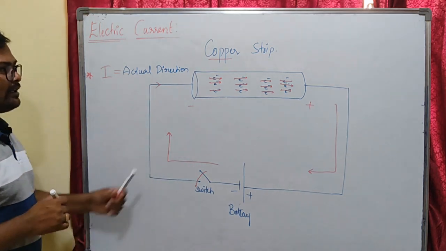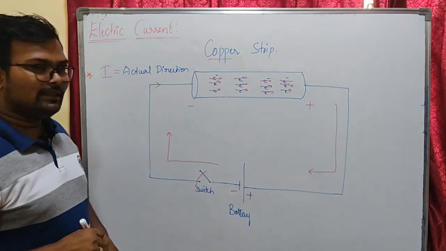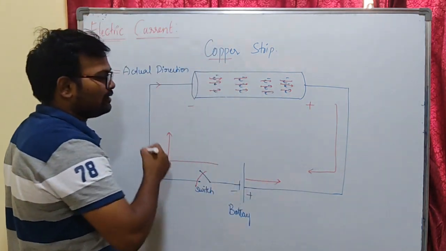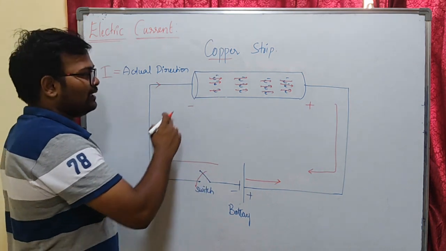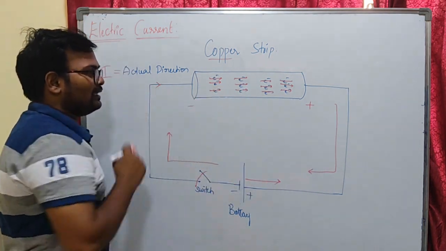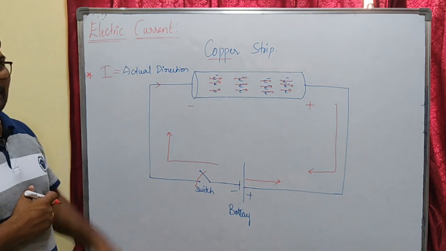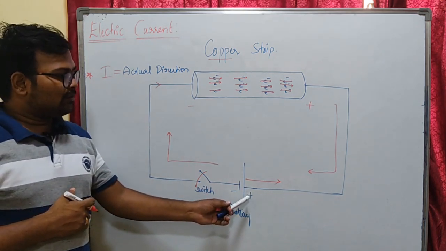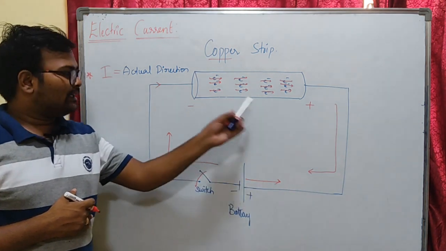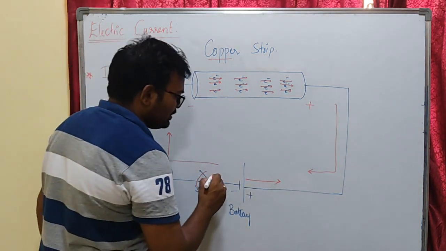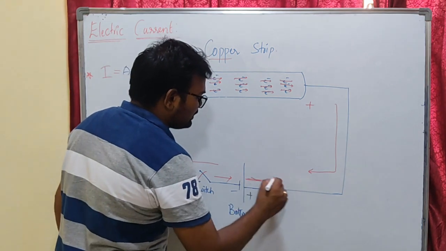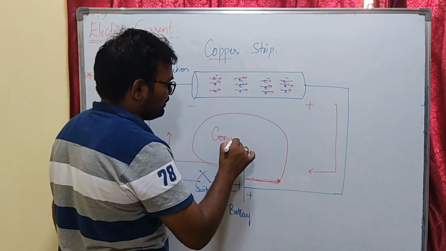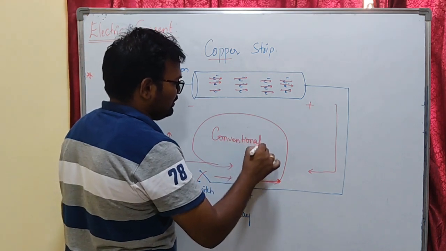But before this electron theory, the direction of current was denoted from the positive terminal to the negative terminal. Actually, this was the actual direction of electrons, which is treated as the direction of current. But before the electron theory itself, the current direction was assumed as current leaves the positive terminal and comes to the negative terminal. That means this is my new direction of current, and this direction is called the conventional direction of current.